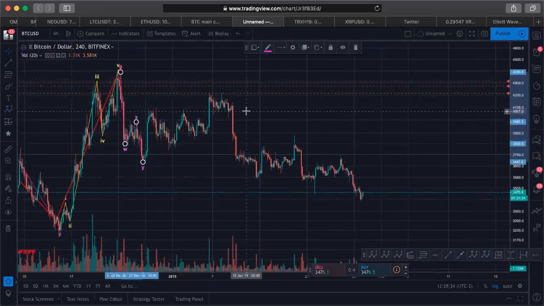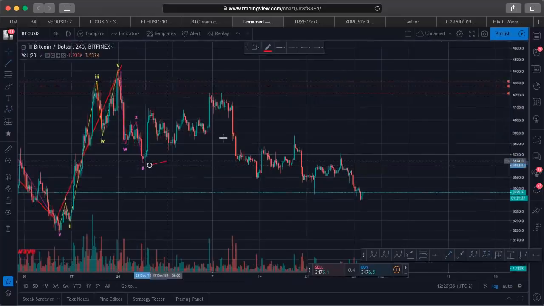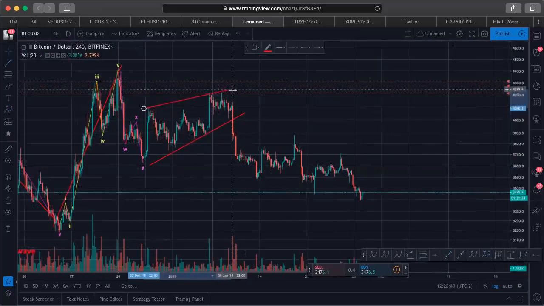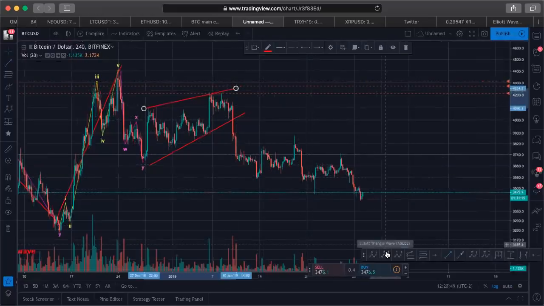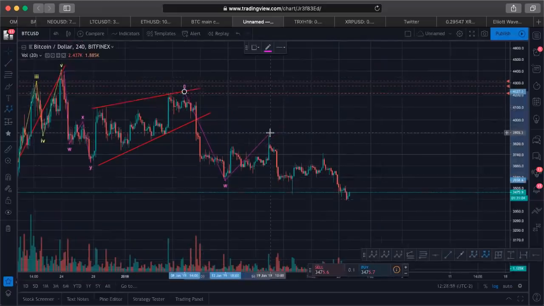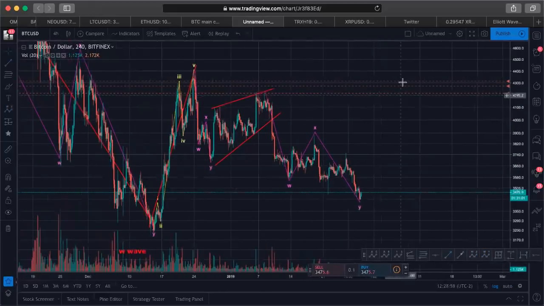We have an X wave here. It's kind of like a triangle. Okay. Now we've begun, and I believe we might have just completed this next WXY. WXY. Okay, and we should be heading up now.